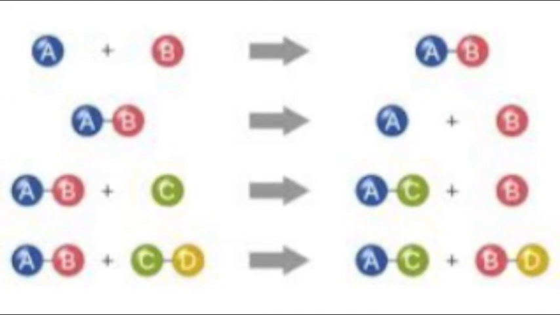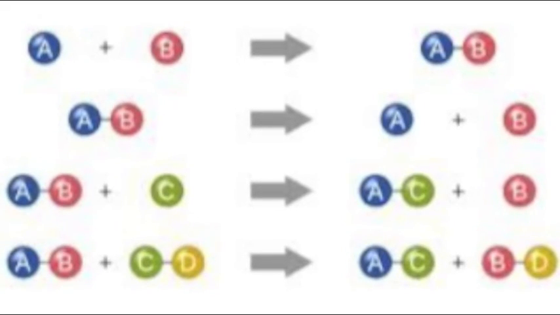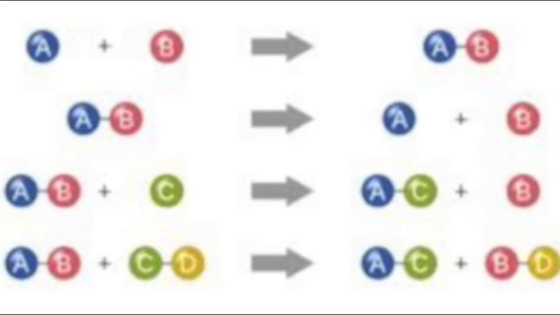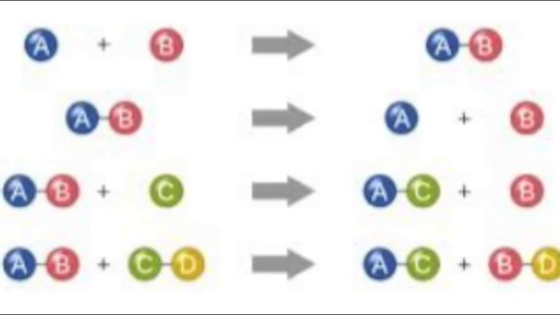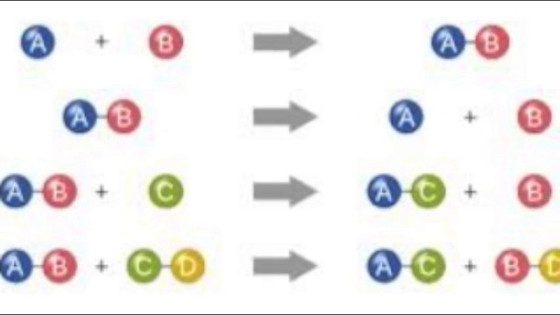These are diagrams of chemical reactions. At the top, it shows a combination reaction. The second one from the top shows a decomposition. And the third one shows a single replacement reaction, and the double replacement is shown at the bottom.